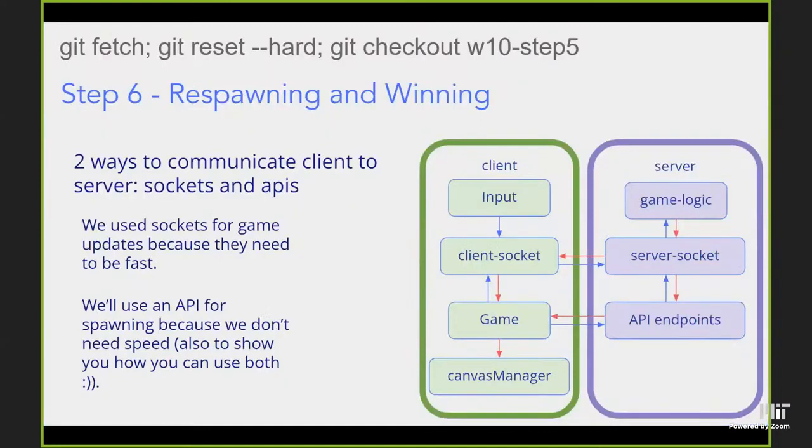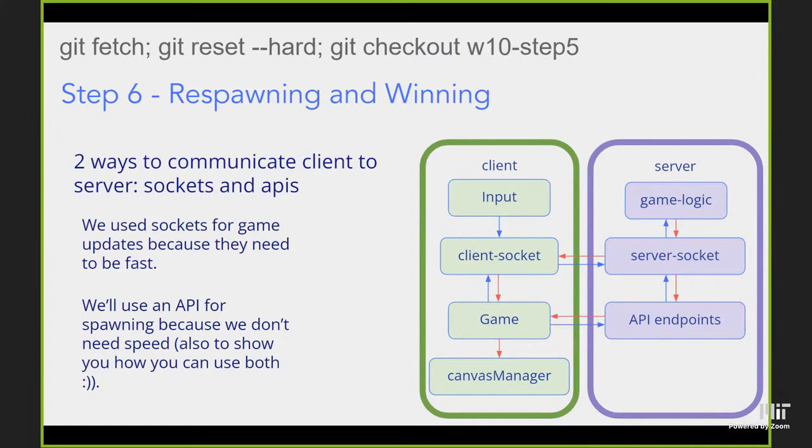So we briefly touched upon this earlier, that we have two ways to communicate between the client and the server. And if there's anything you take away from this lecture, this should be one of the most important things, right? In W8 and before, we used API endpoints to communicate between clients and servers. In W9, we introduced something called sockets. And now we have these two tools to communicate between the clients and the server.